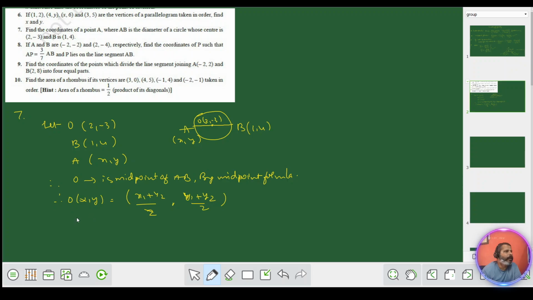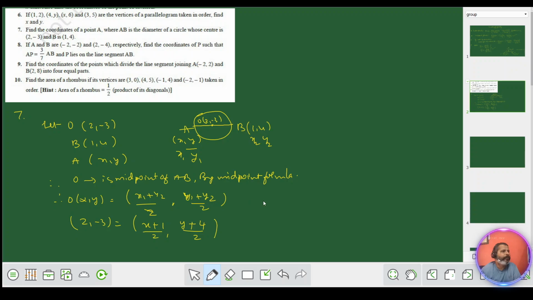O of xy is what? 2 comma minus 3. X1 is what? See, this is x1 y1. This is x2 y2. The midpoint is x1 plus x2 by 2, y1 plus y2 by 2.